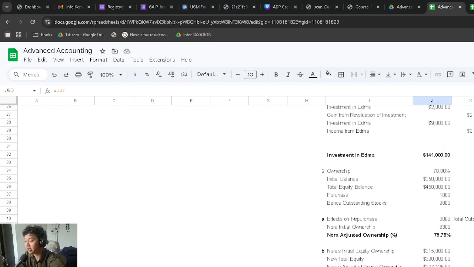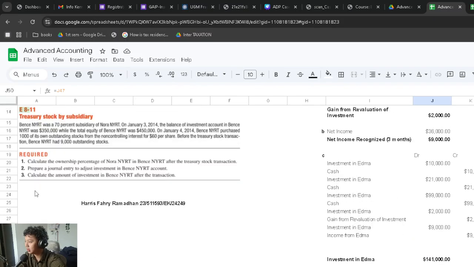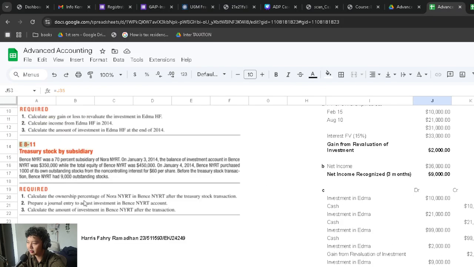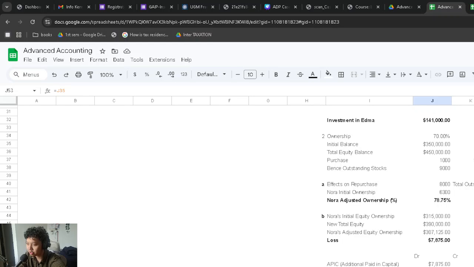So that's for B. For the last one, number C, calculate the amount of investment. I think it's quite straightforward. Now you have the initial balance of the investment account of 350 here, right? In the question. So you just need to adjust it with the loss from B. And so you should get 342,125.